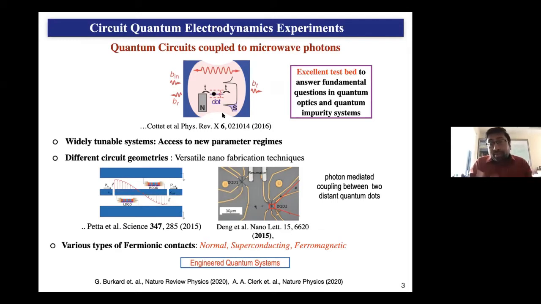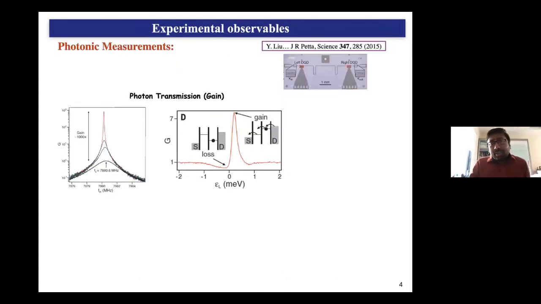And what we are interested in is trying to understand some physics that comes out from this type of setup. In terms of real measurements, experimentally, what people can measure: in this slide, most of the figures are taken from a particular paper from Science in 2015, where the experiment was done in the double quantum dot setup. I'll come to that later.